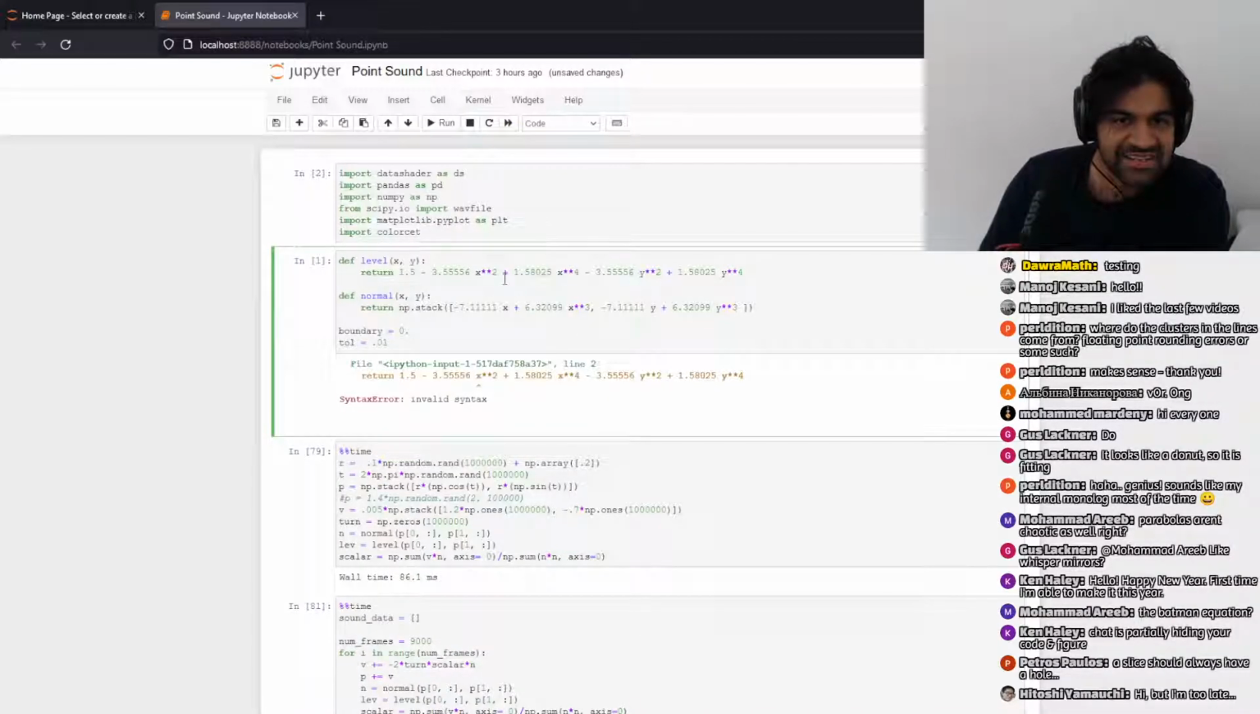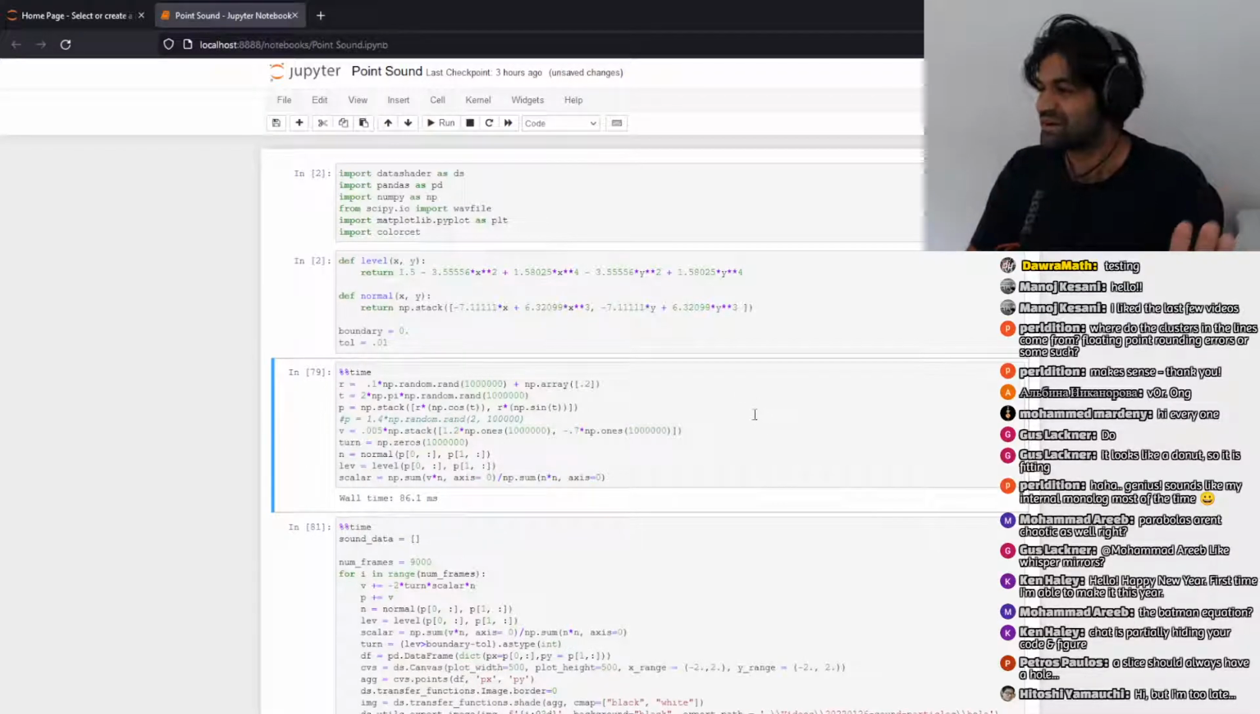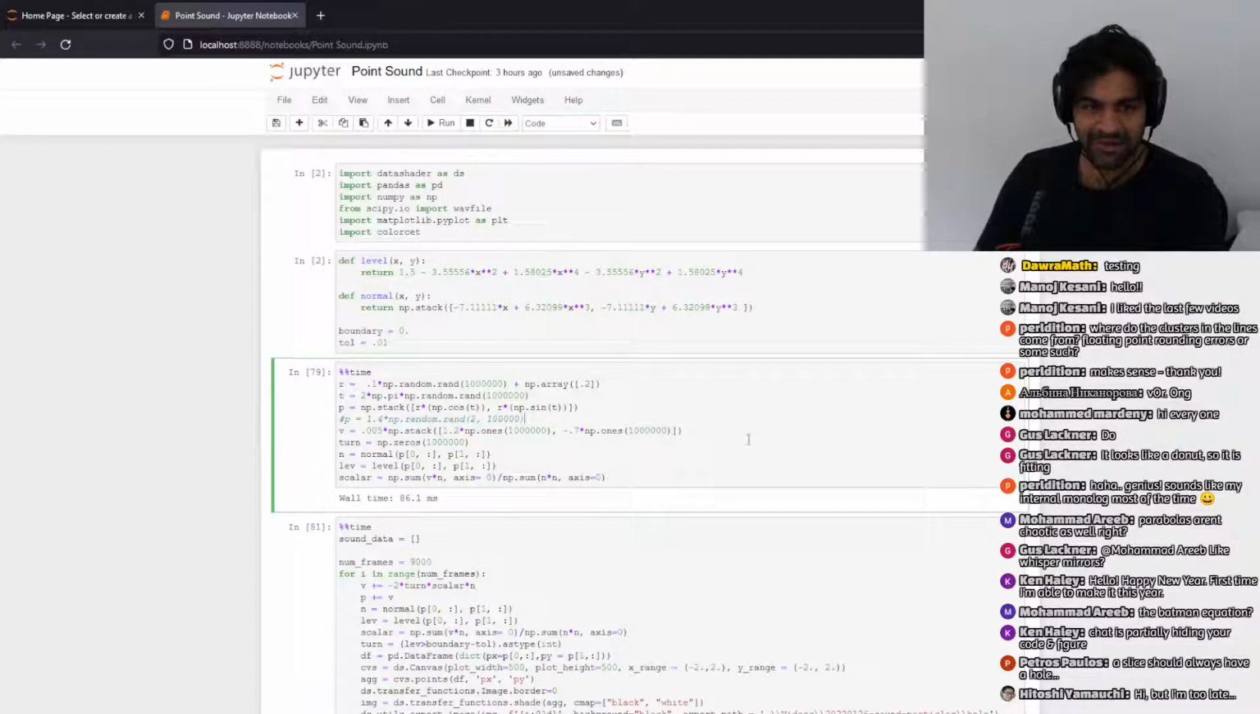Invalid syntax. What did I do? Oh, I forgot you need to put little multiplication symbols everywhere. Okay, that worked. Now we need to make sure our initial points are all inside the shape. I'm kind of worried that they will not be.